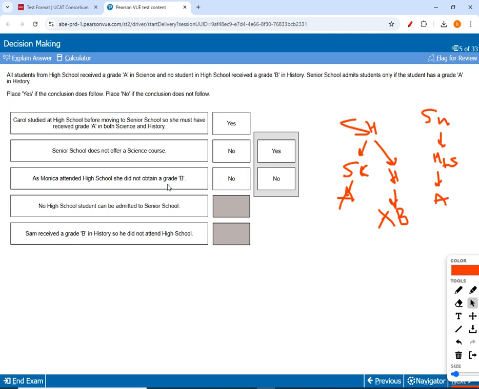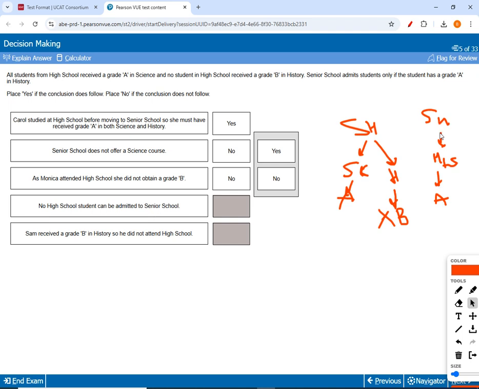Keep penning down these rules. You have to have a section in your notes to pen down these rules. It makes life, UCAT and decision making much easier, and helps you to get your decisions correct. Right, no high school student can be admitted to senior school. Very vague statement, because there's a condition.